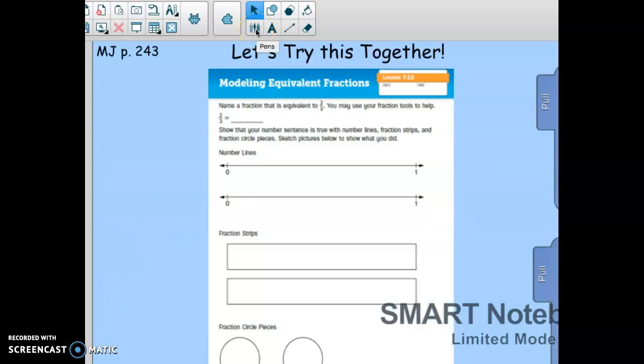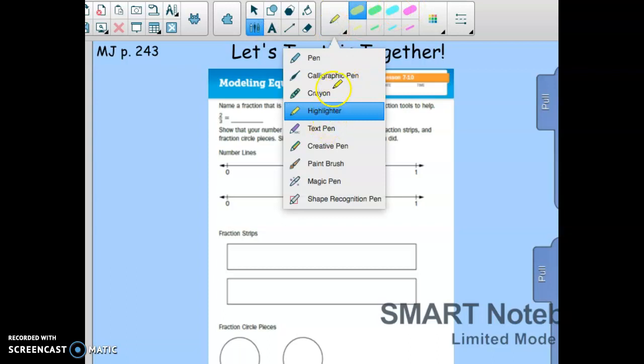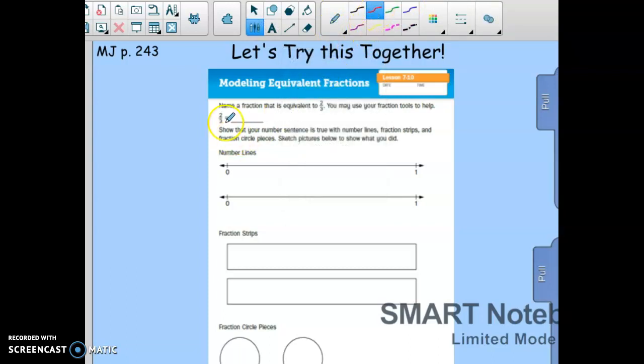Now let's practice justifying our fraction comparisons together. I would like you to try to prove that 2/3 is equivalent to 4/6. Go ahead and write that on your line now. Next, we want to justify our answer by explaining how each tool, number lines, fraction strips or fraction bars, and fraction circle pieces show equivalence.